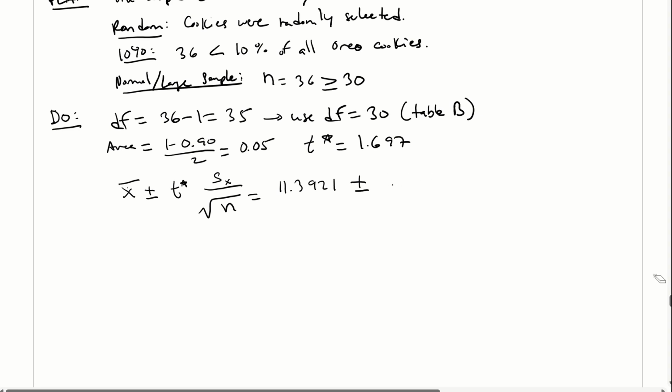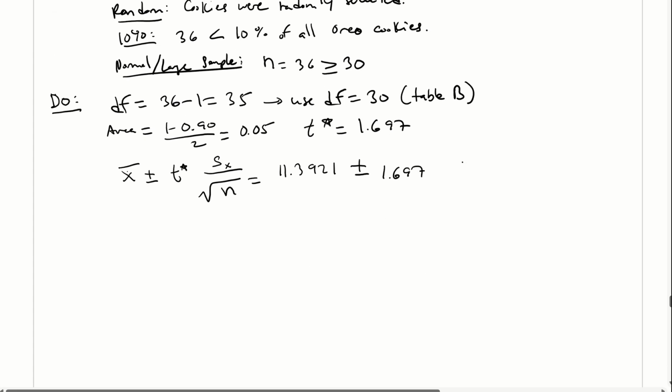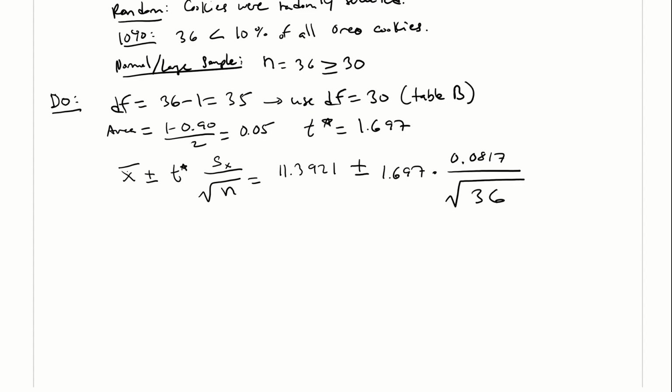Oh, I forgot to do the t. So the t is 1.697. 0.0817 over square root of 36 cookies. All right, and then if we calculate that, we get around 11.3690 to 11.4152.